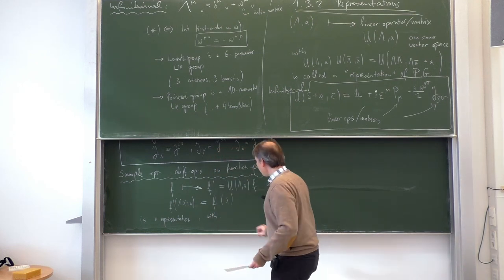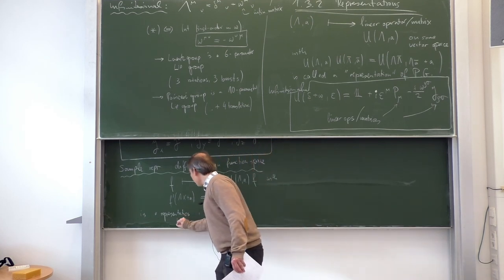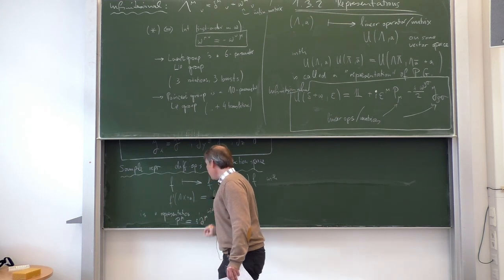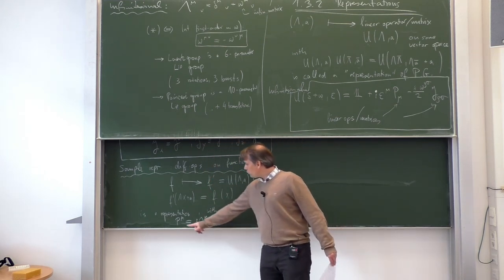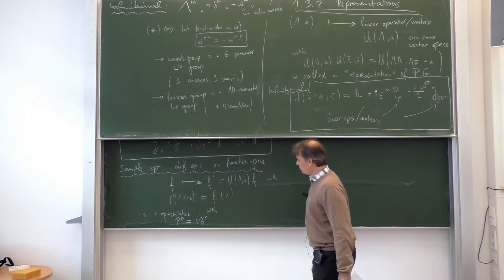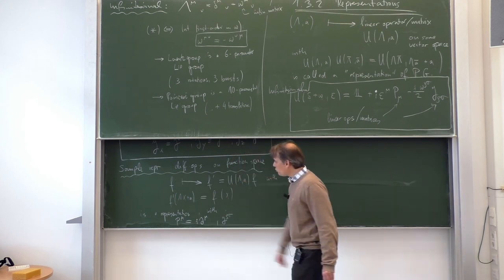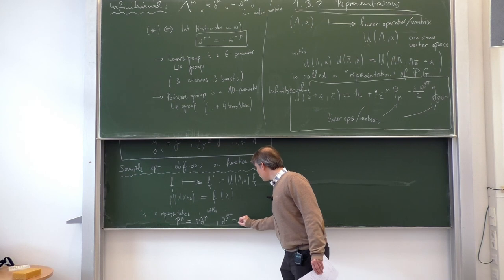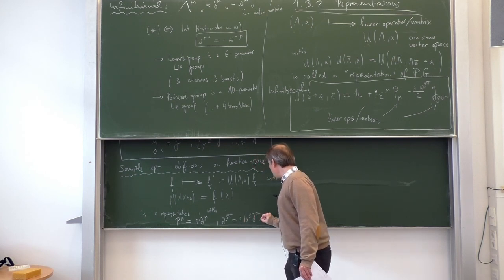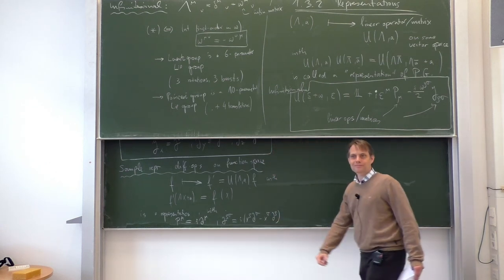And the operators are the following. If you linearize it, then you get p mu is I times d mu. The momentum operator p mu is just I times the derivative d mu. And the operator J rho sigma that you can read off from the representation is given by I times x rho d sigma minus x sigma d rho.